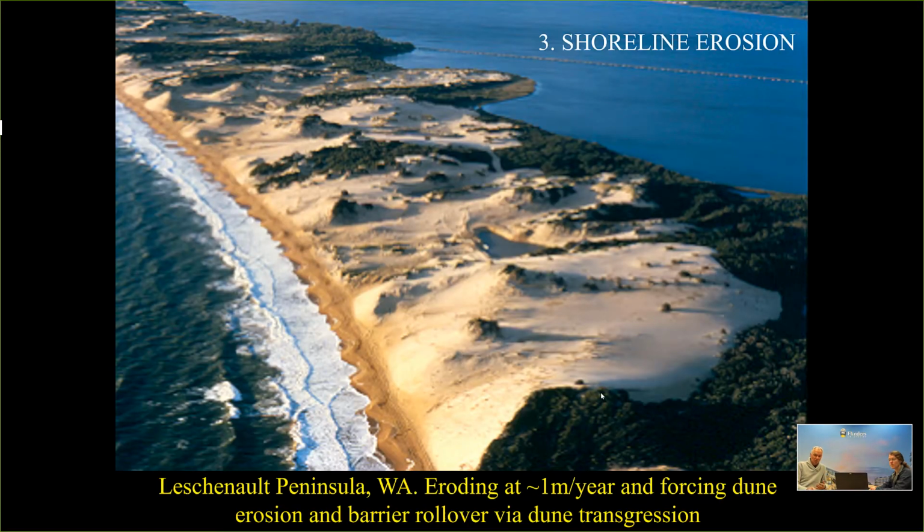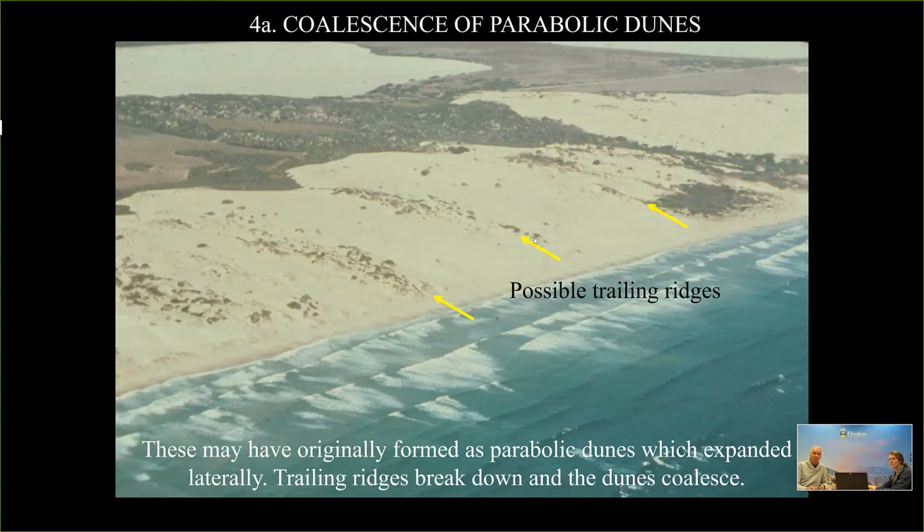In addition, of course, if you're eroding the shoreline, as in this example in Western Australia, just south of Perth, you keep eroding the shoreline, you destabilise the dunes, they roll backwards, forming blowouts and parabolic dunes and transgressive dunefields. So shoreline erosion is probably a decent way in which you get these dunefields forming.